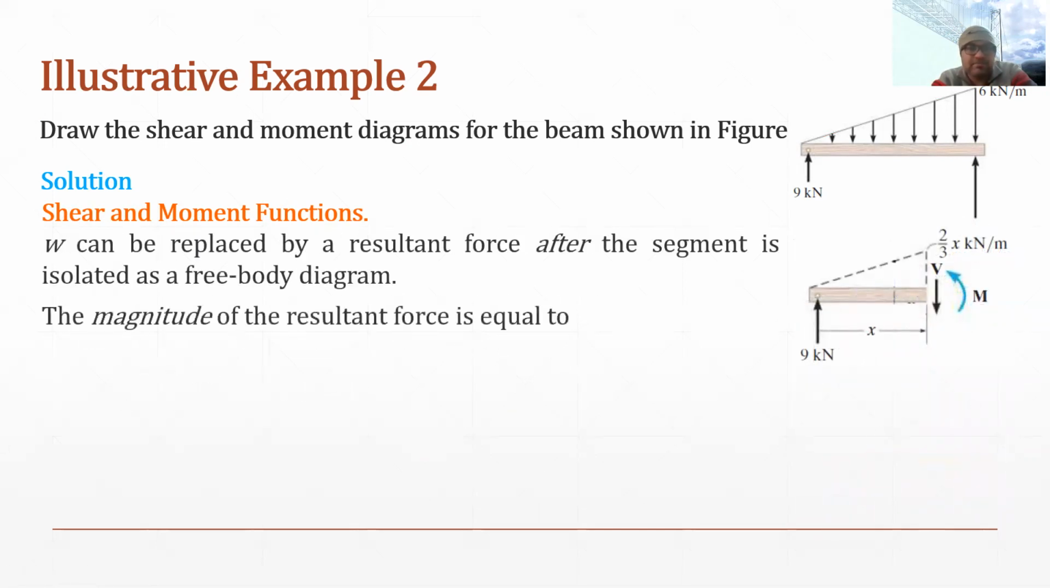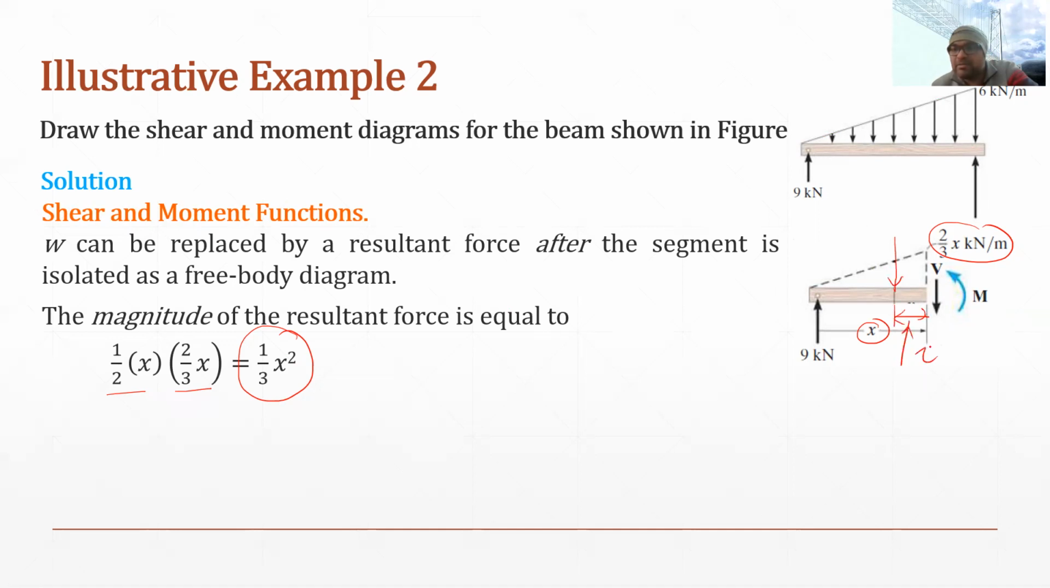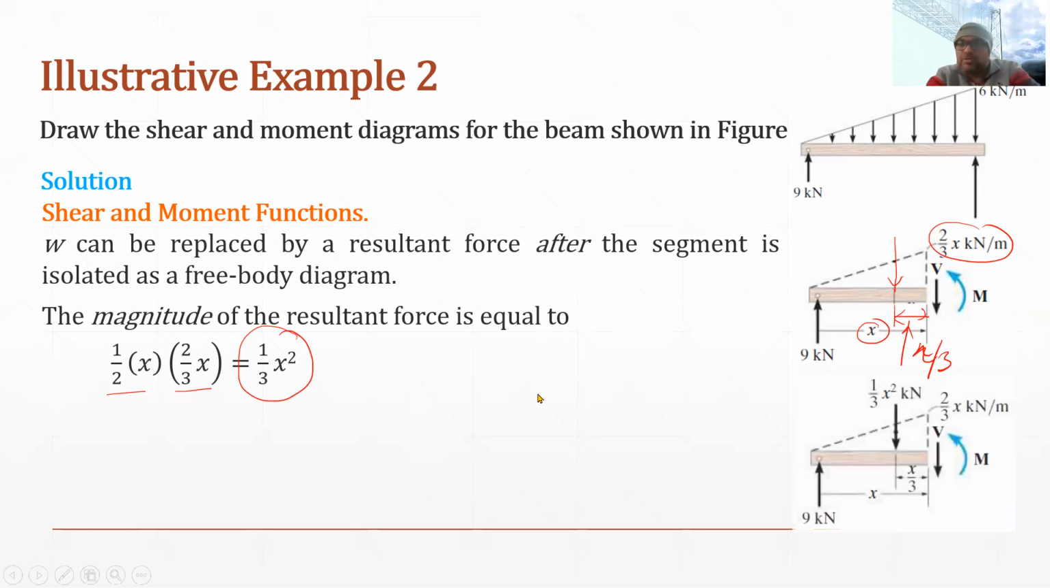Here I have written it will be half into X into 2 by 3x. This is 2 by 3 multiplied by X multiplied by half. And the magnitude of the resultant will be 1 by 3 x square, and it will be acting at this point, which will be at a distance x by 3. So yes, this is now the modified diagram. The resultant of this triangular load is 1 by 3 x square kilonewton.